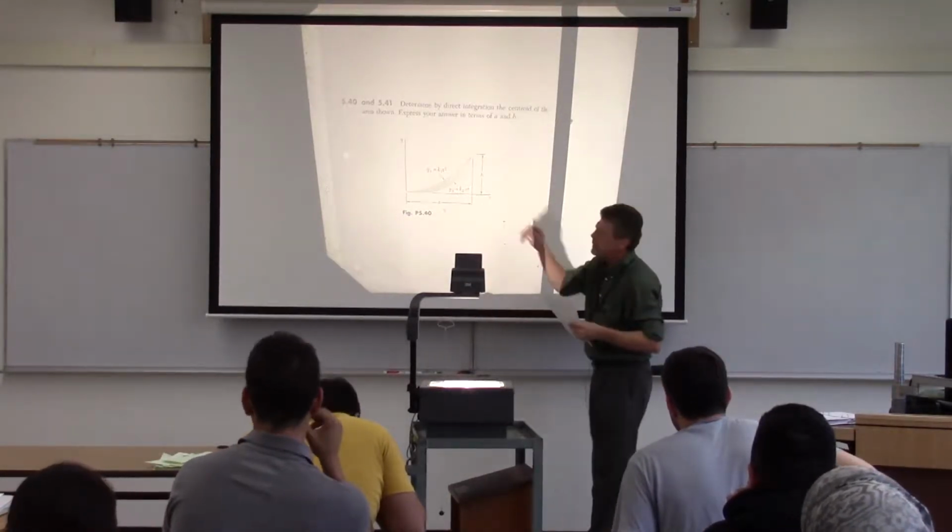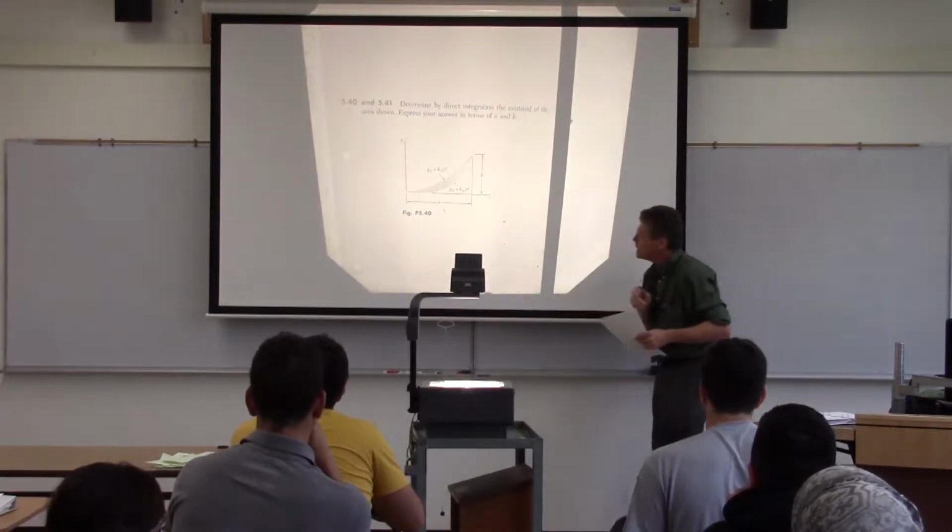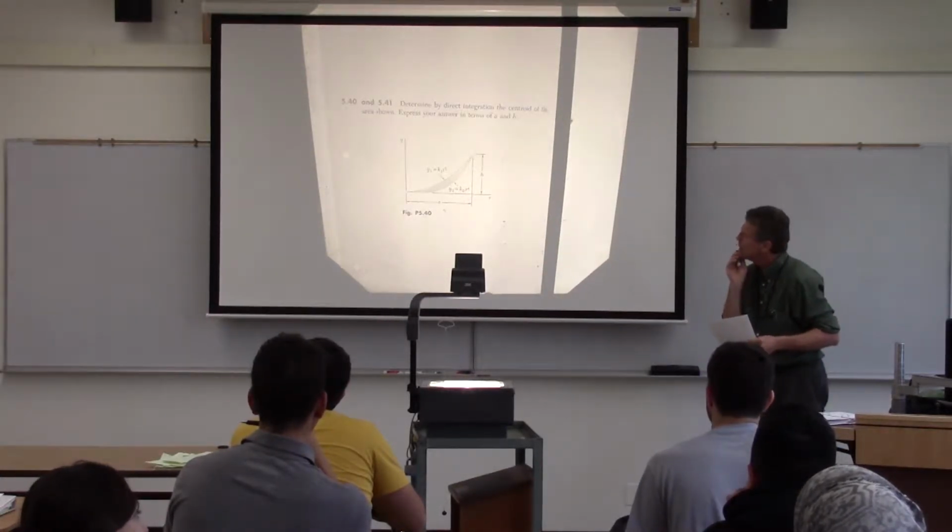But that's pretty easy because we know the two endpoints. We know it starts at 0, and then they both meet up there at x equal to a and y equal to b.